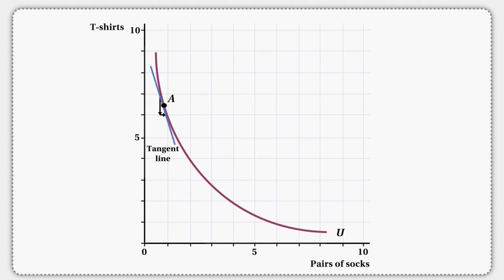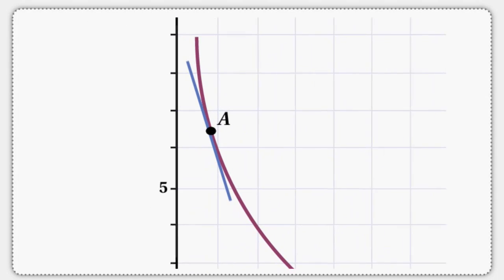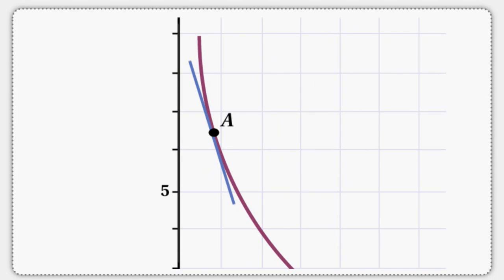To see why the slope of the tangent line is used to measure the slope of the indifference curve, let's examine the region around point A in more detail. In particular, notice that for a region very close to A, the tangent line mimics the curve almost perfectly. Thus, for small changes, the rate of change of the curve will equal the rate of change of the tangent line. This means that we can use the slope of the tangent line to tell us the precise trade-off a consumer would be willing to make between goods.